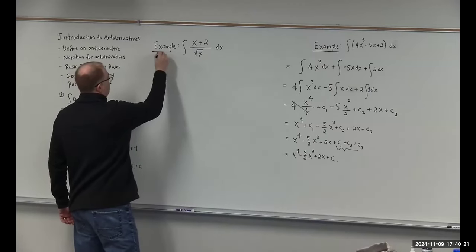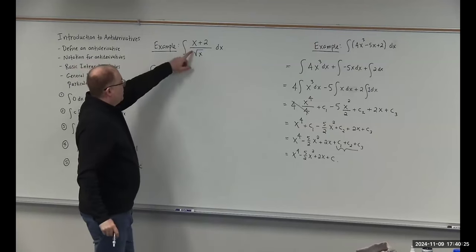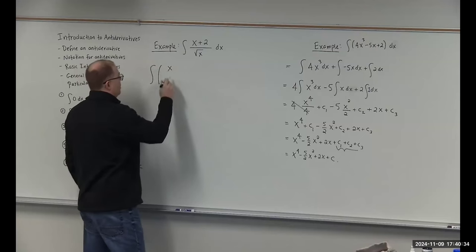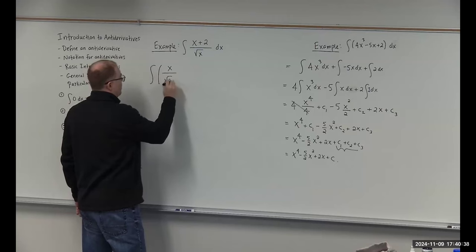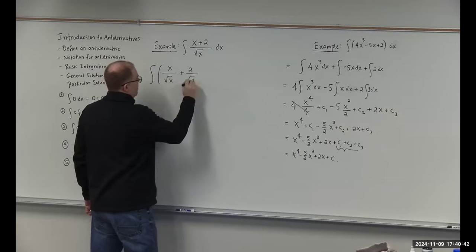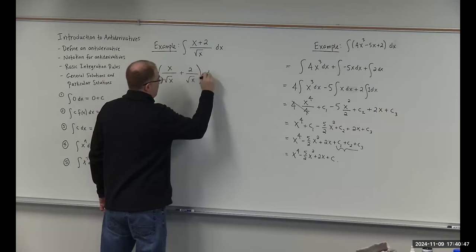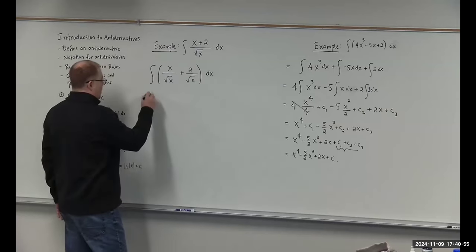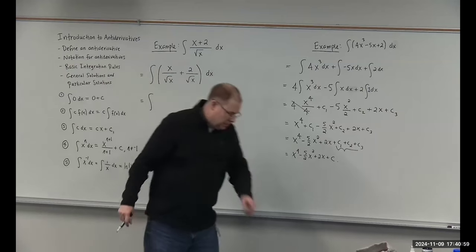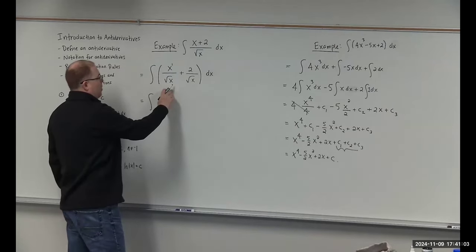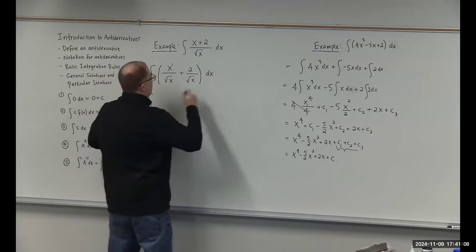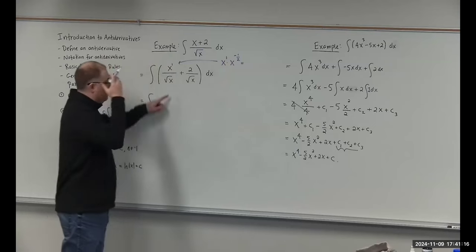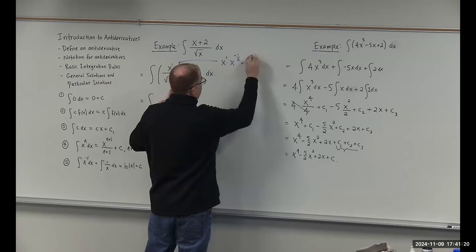We know that there's a rule that says you can divide each of these terms by the square root of x. Well, we're going to get x over the square root of x, plus 2 over the square root of x. That's not even calculus, that's just algebra. Now we can simplify. x to the power of 1 over the square root of x is simply x to the power 1 times x to the negative 1 half. So that is equal to x to the 1 half power.